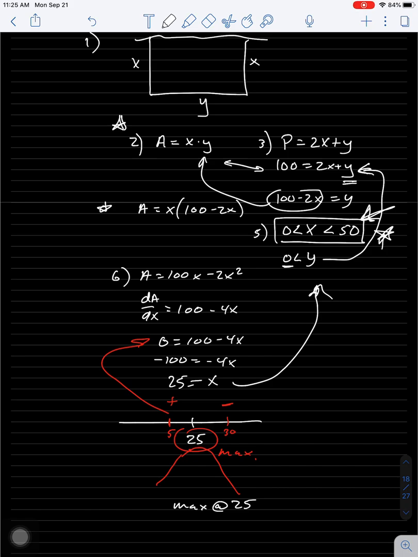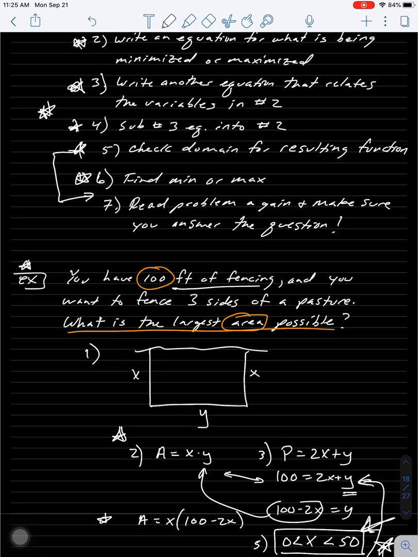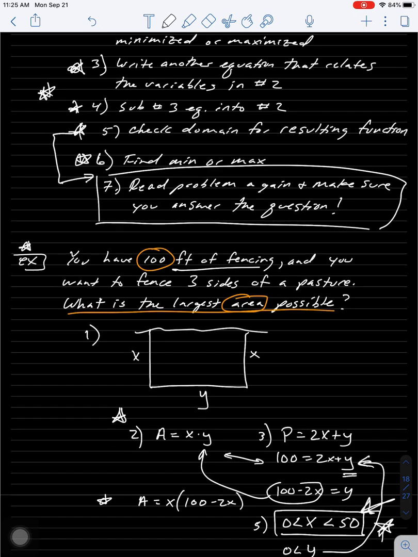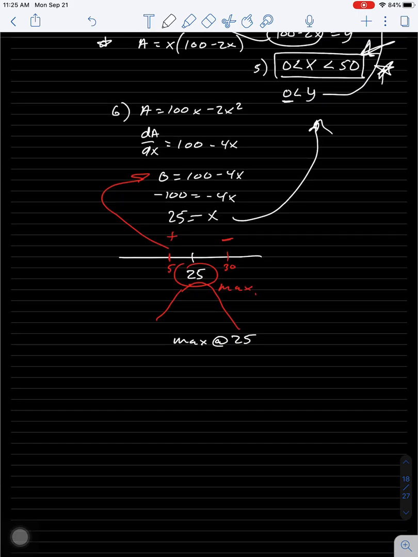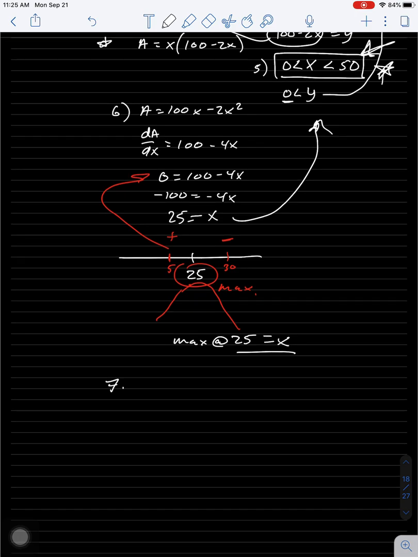Okay, and then the last step is to go back and read the problem. This is so important. So many times people go through this whole process, get all the work done, and then they don't answer the question, which is a bummer. What is the largest area? So they're not asking what's the largest x value, which is what this is. They're actually asking what's the largest area.